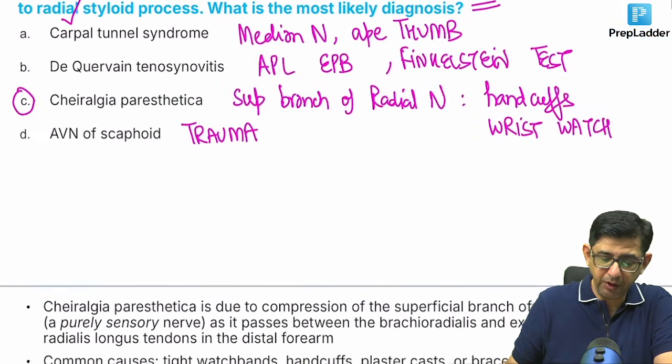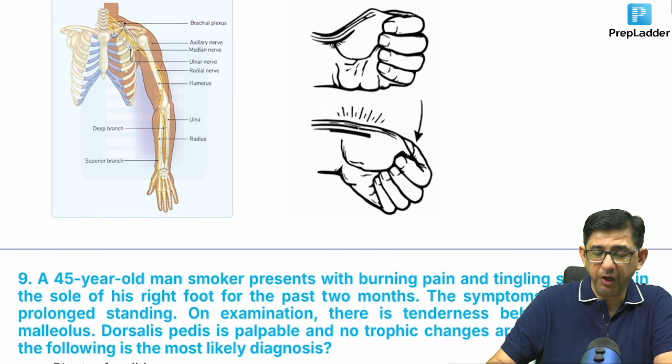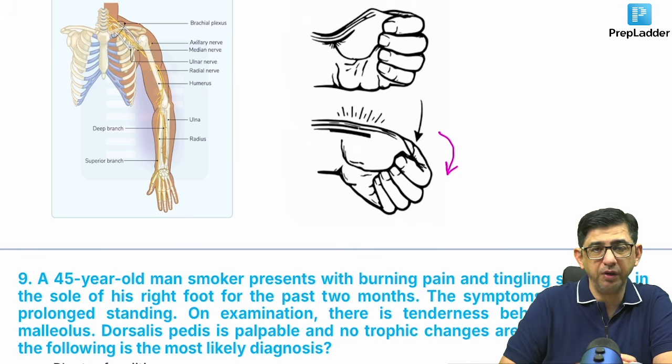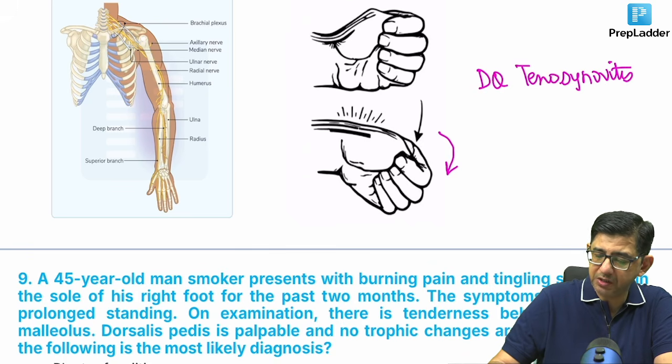So we are sorted for the 8th question, and this is the Finkelstein test I was talking about. Make a fist and then do a ulnar deviation. It causes severe pain on the radial side of the wrist. That's the description for Finkelstein sign for De Quervain tenosynovitis. So we are sorted for a couple of other options related to the same question also.